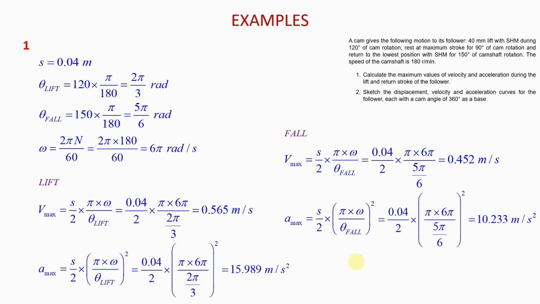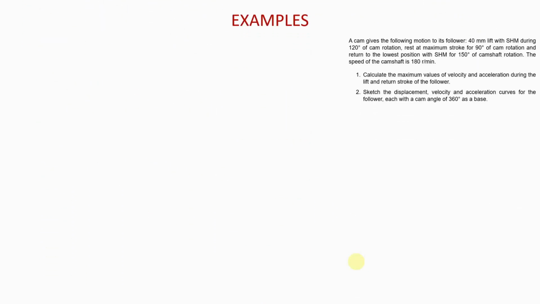Very important. Now for question two, what they want you to do is sketch the displacement, velocity, and acceleration curves for the follower. You have to sketch it, and they tell you that at the base you need to have the cam rotation. The cam rotation is from 0 to 360 degrees, because you've seen how the cam rotates in circles. So that is what you will have on the x-axis. So we're doing question number two.